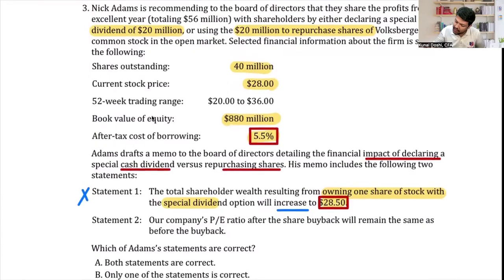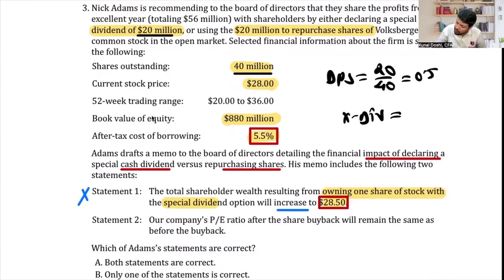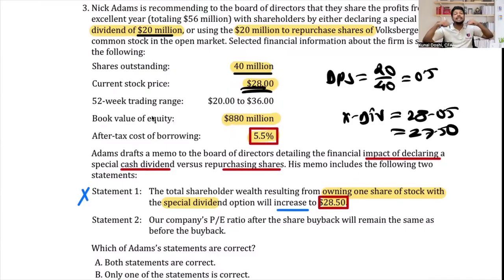How much was the dividend? 20 million. And how many shares do I have? 40 million. So my dividend per share is 20 over 40, that is 0.5. So my ex-dividend price should be 28 minus 0.5. It should be 27.5, not 28.5. It should decrease. So statement number one is right or wrong, everyone in the class? Check and confirm and tell me. Statement number one is wrong, correct?